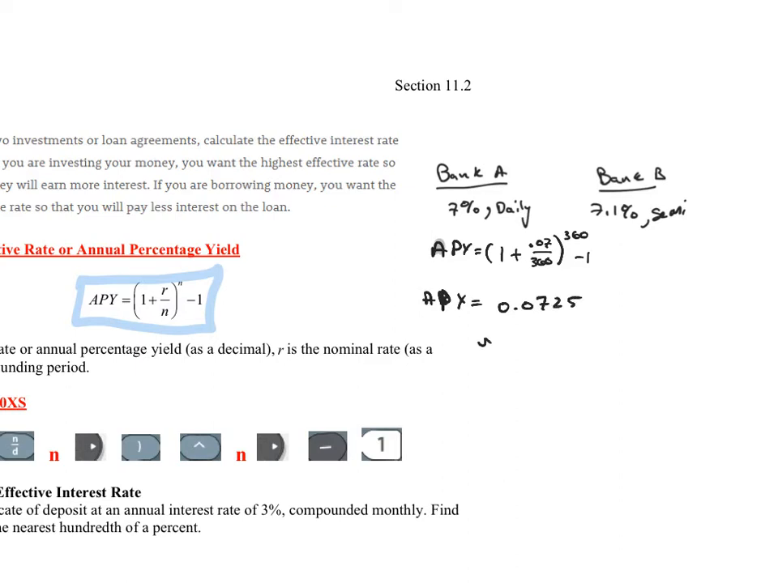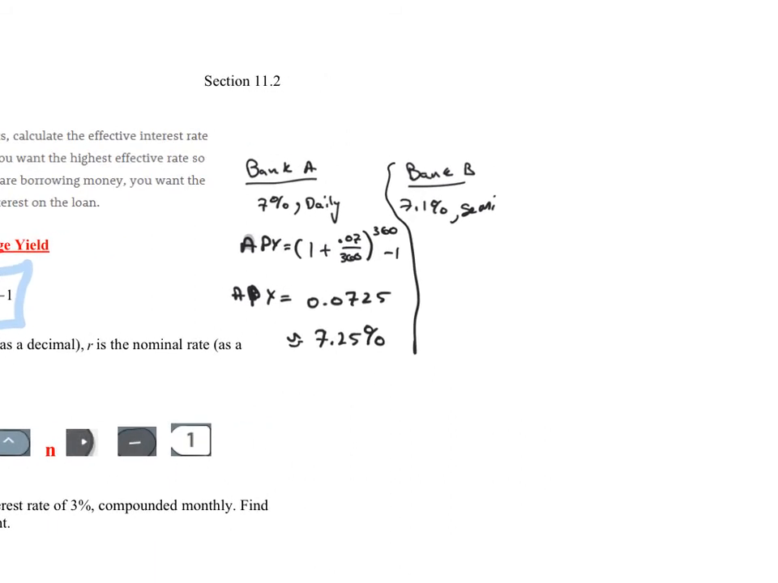I'm ending up with 0.072500, which is approximately 7.25%. So, Bank A at 7% compounded daily is essentially the exact same as 7.25% annual interest rate. What about Bank B? Let's see what Bank B is. Let's go ahead and plug those numbers into the formula as well.